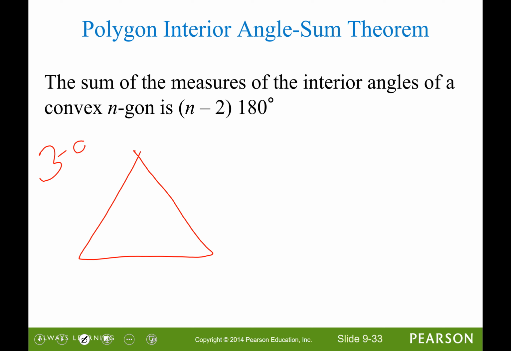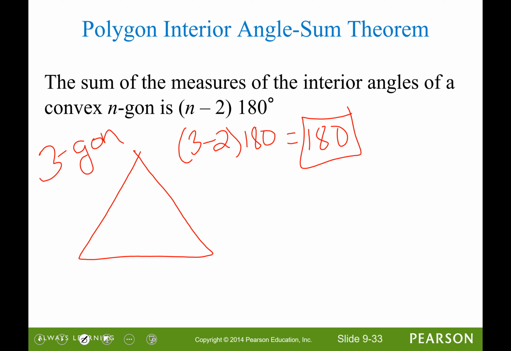Triangle would be a 3-gon, polygon with 3 sides. So we would go 3 minus 2 times 180, which is 1 times 180, which is 180 degrees. And that is called the triangle angle sum theorem, where the measures of the interior angles added all up equals 180 degrees.